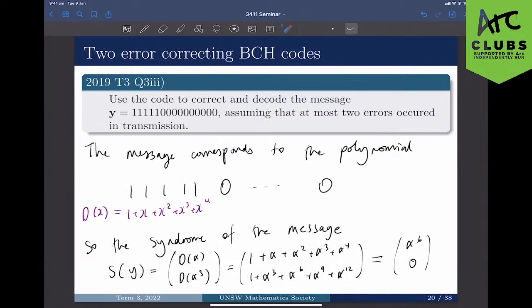And now we have to use the code to correct and decode a message. We're given a message y, assuming that at most 2 errors occur in transmission. Once you're given a code to decode, you first look at its syndrome. If it's 0, then it's great, we got the correct code word. But if we look at the syndrome and see that it's not 0, then we do have a problem, and we have to figure out how many errors we have and where the error is, so we can fix up the code before we decode it and look at what the message is.